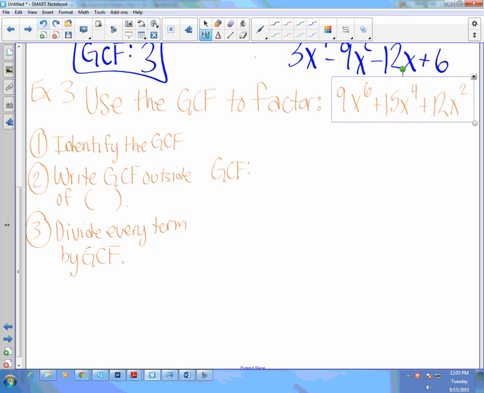What's the greatest common factor? What's the largest number that divides into all of them, and they have a variable to share? Well, they also have something to say for the number. They all have x's. But there's more than that. Look at the smallest number of x's: 6, 4, and 2.